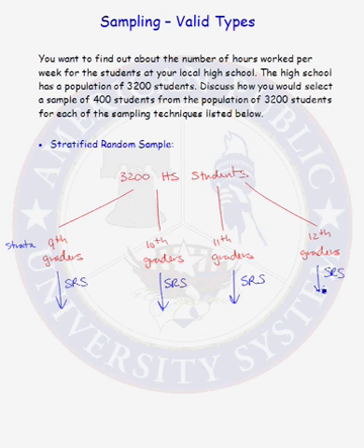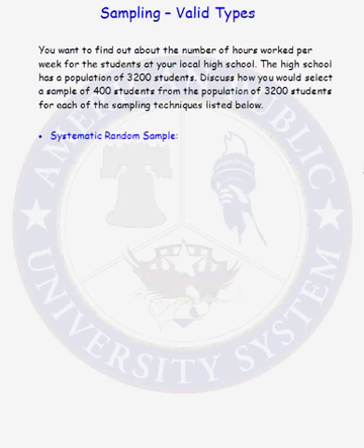We want a total sample size of 400, so we could take a simple random sample of 100 from each of our 4 strata, and we would have our sample of size 400. What if we want to use a systematic random sample?